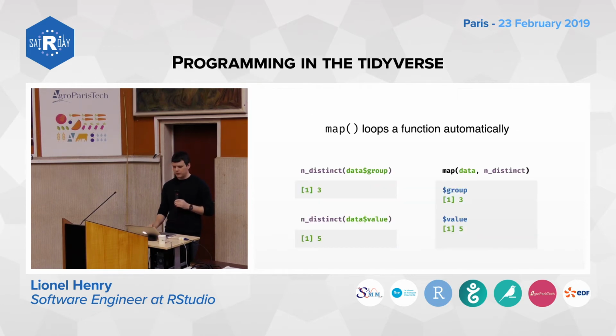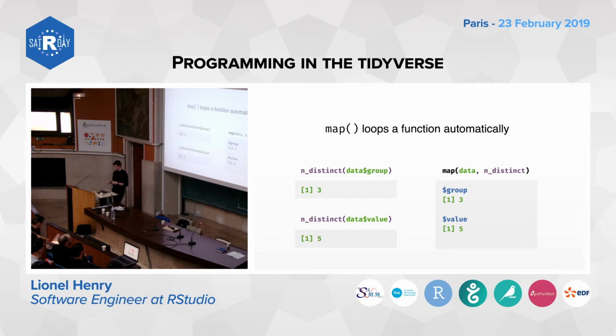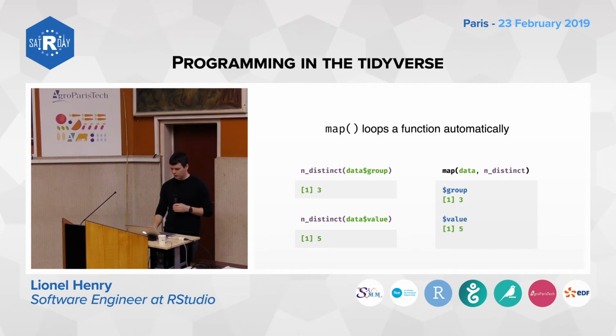So if we take map from the purrr package, what it does is it creates a loop with the function that you pass to it. It loops it automatically to apply it to each element of a vector. So on the left, we have this function n_distinct that we apply to 2 columns from a data frame. And we apply it manually to these 2 columns. And with map, we can automatically apply it to each of the columns, and we get the results as a list.